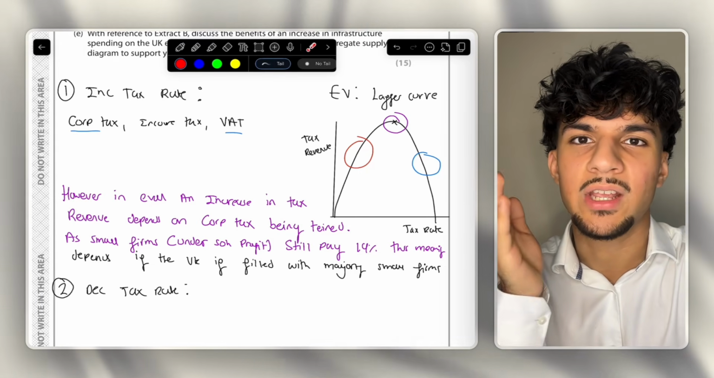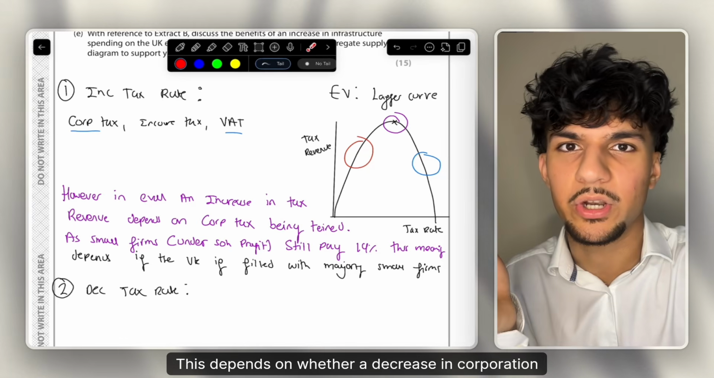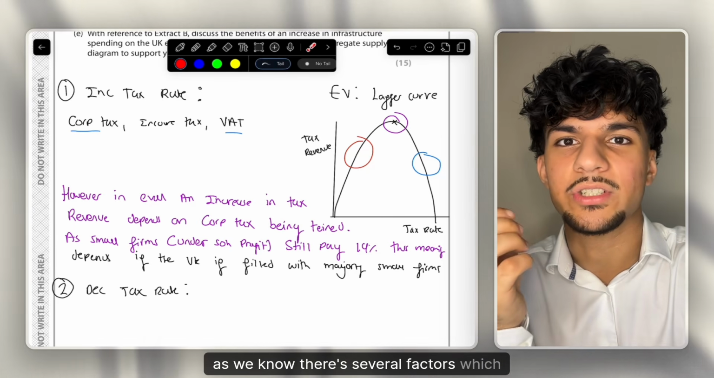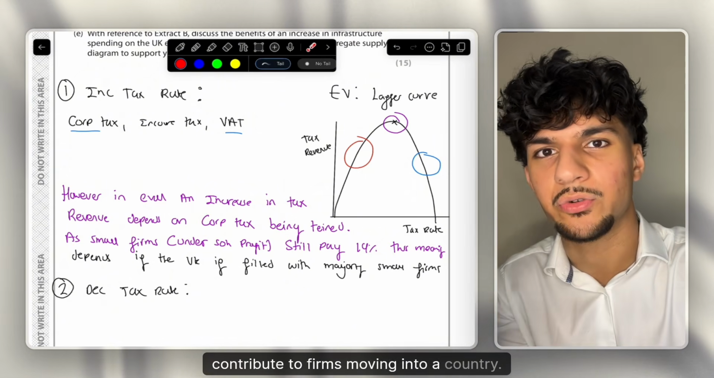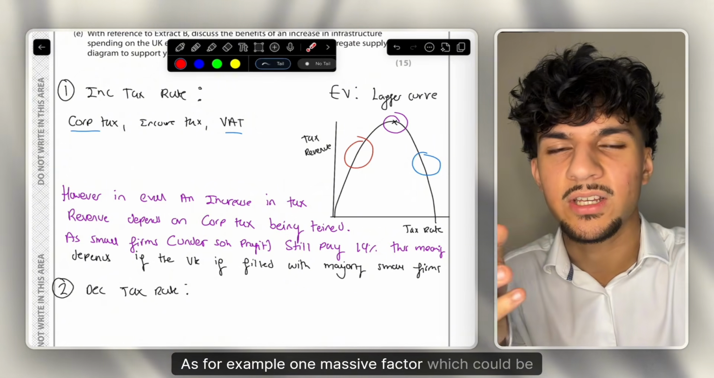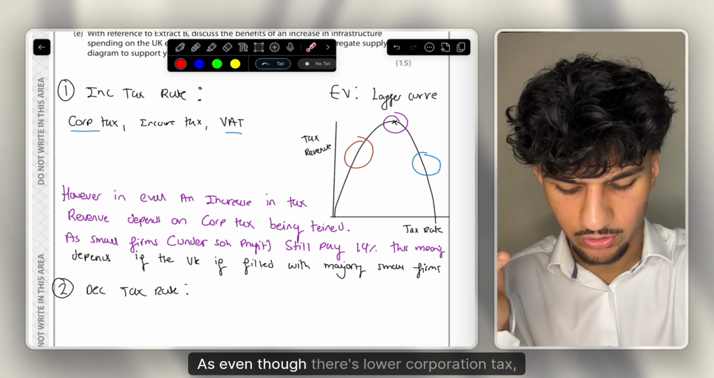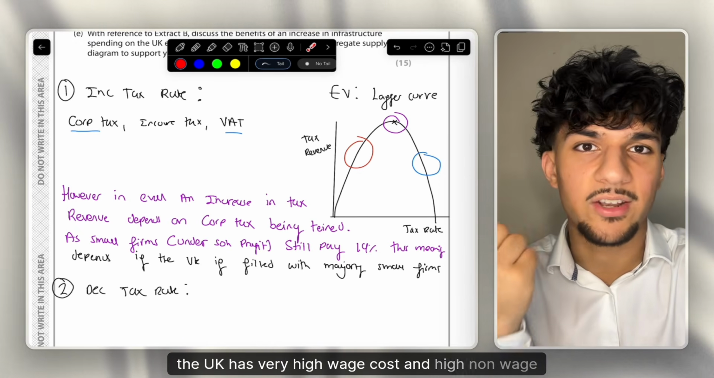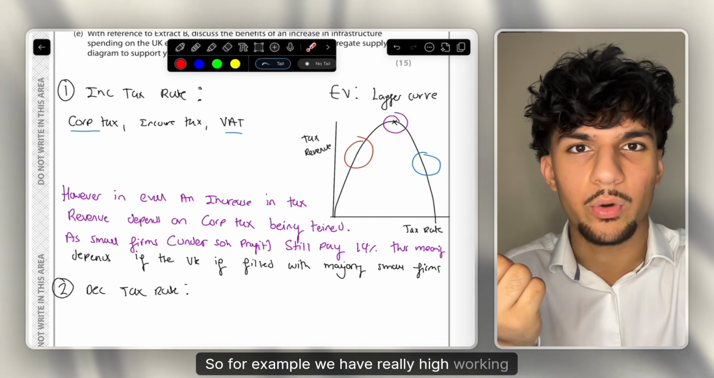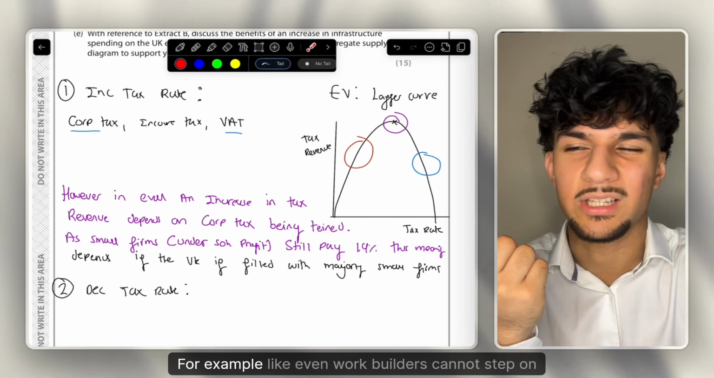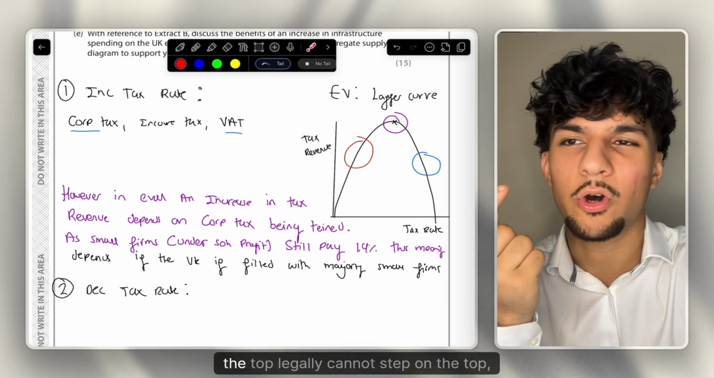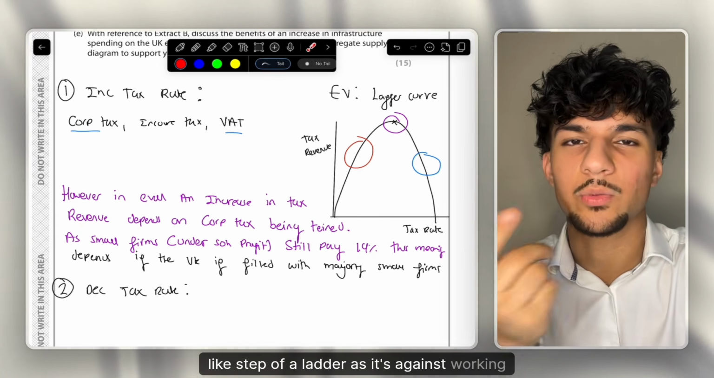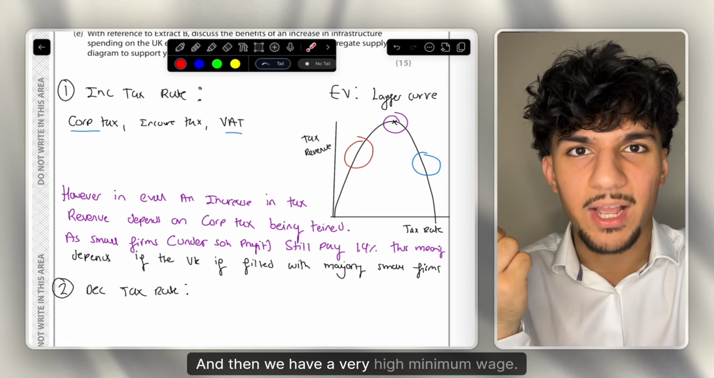You say, however, in evaluation, this depends on whether a decrease in corporation tax will lead to an increase in FDI. As we know, there are several factors which contribute to firms moving into a country. For example, one massive factor could be wage costs. Even though there's lower corporation tax, the UK has very high wage costs and high non-wage costs. For example, we have really high working standards: even builders cannot legally step on the top step of a ladder, as it is against working regulations. And then we have a very high minimum wage.